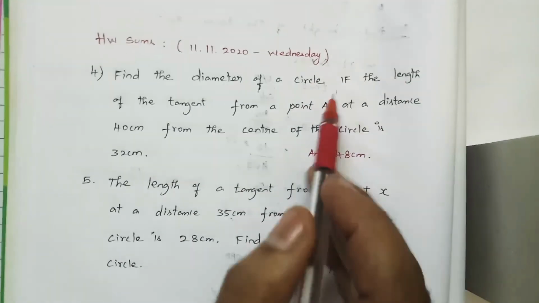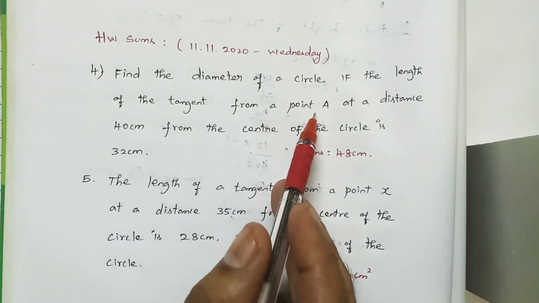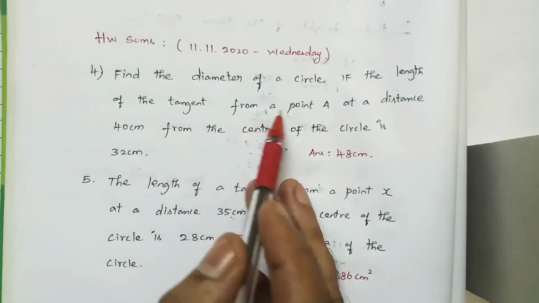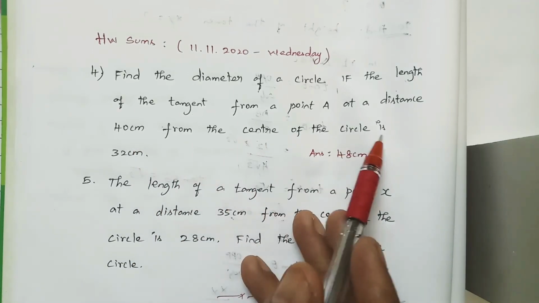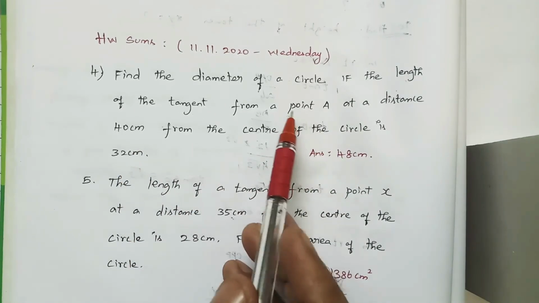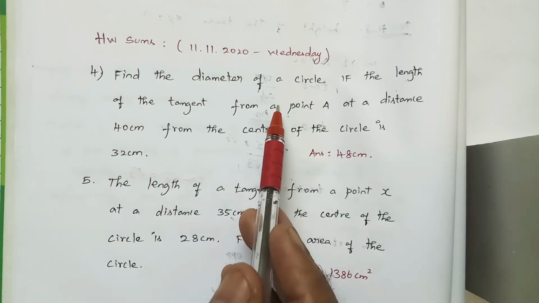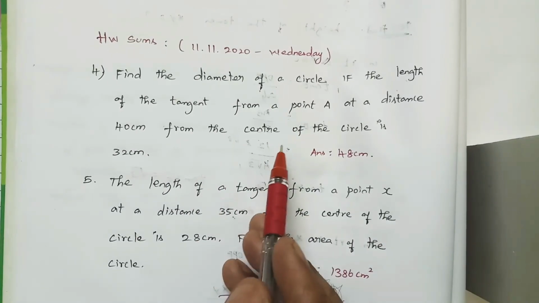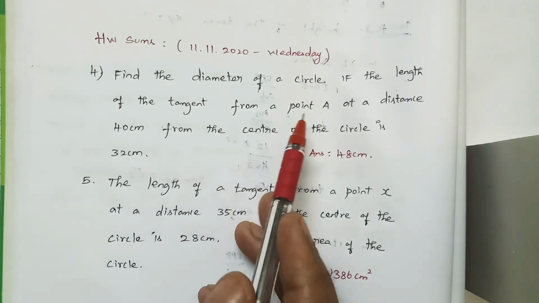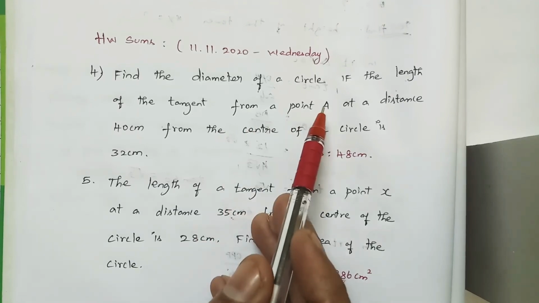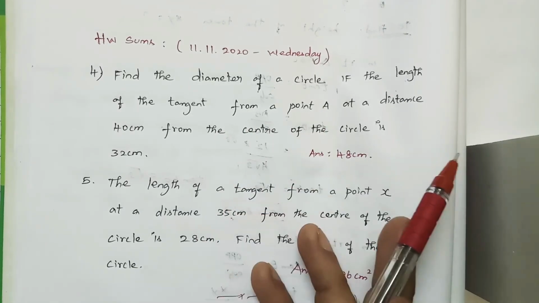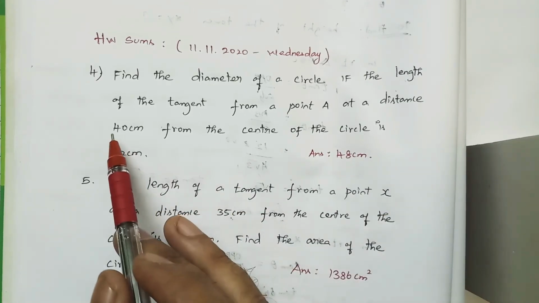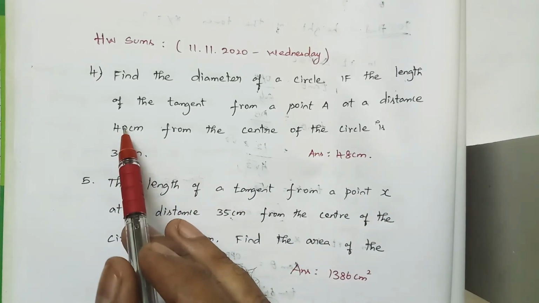See, the length of the tangent from a point A at a distance 40 centimeter from the center of the circle is 32 centimeter. So they have given the length of the tangent and the distance between the center point and the external point. From here, the external point is nothing but A. From the point A to the center point O, what is the distance? 40 or 32? 40 centimeter.